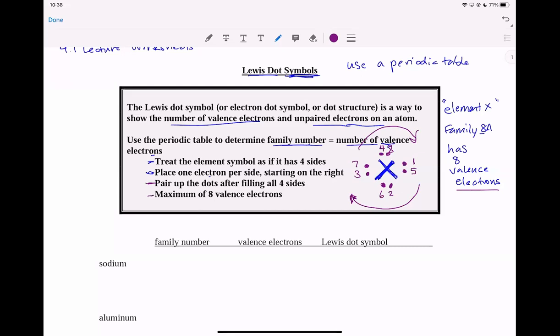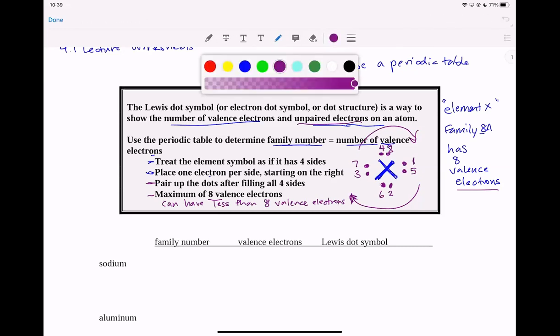So there's a maximum of 8 valence electrons. You can't put 10, but you can have less than the maximum. So you can have less than 8, and that would be because of the family number. Let's say you only had 5 valence electrons because it was in family 5A, and that will then result in some electrons being not paired up, or unpaired electrons. So we'll see that in these examples down below here.